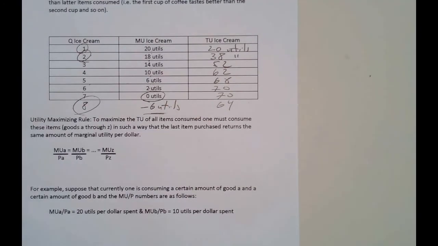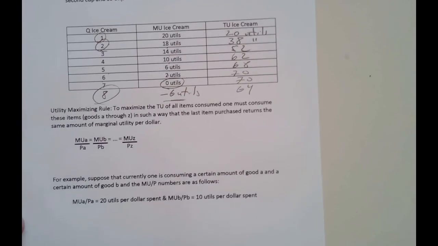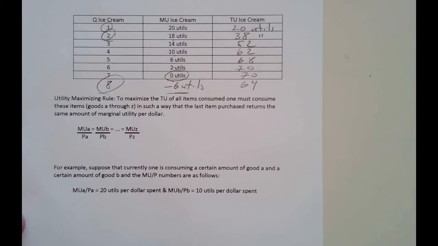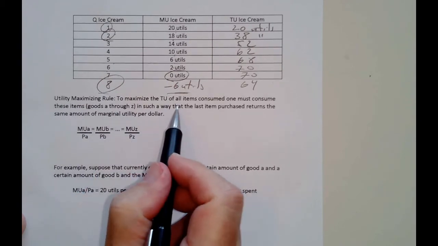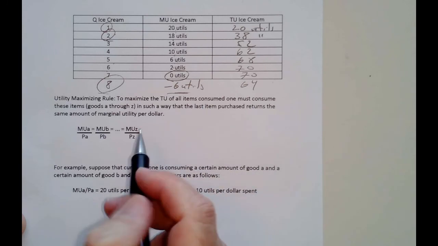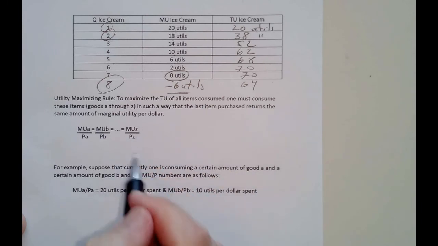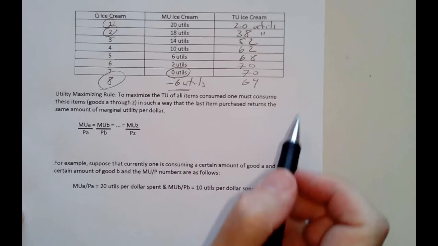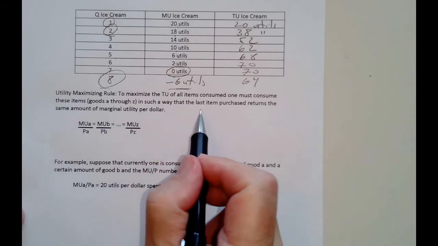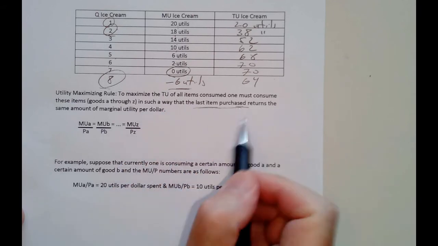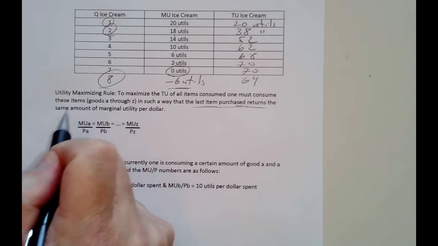So with one good, we can look at utility this way. If it's 2 or more goods, it becomes more complicated. And so what economists have done is develop a utility maximizing rule, and this is to maximize total utility of all the items consumed. This is used when we have more than one good, which is more realistic. And the idea is that you want to consume your goods in such a way that the last item purchased for each good returns the same amount of marginal utility per dollar spent.